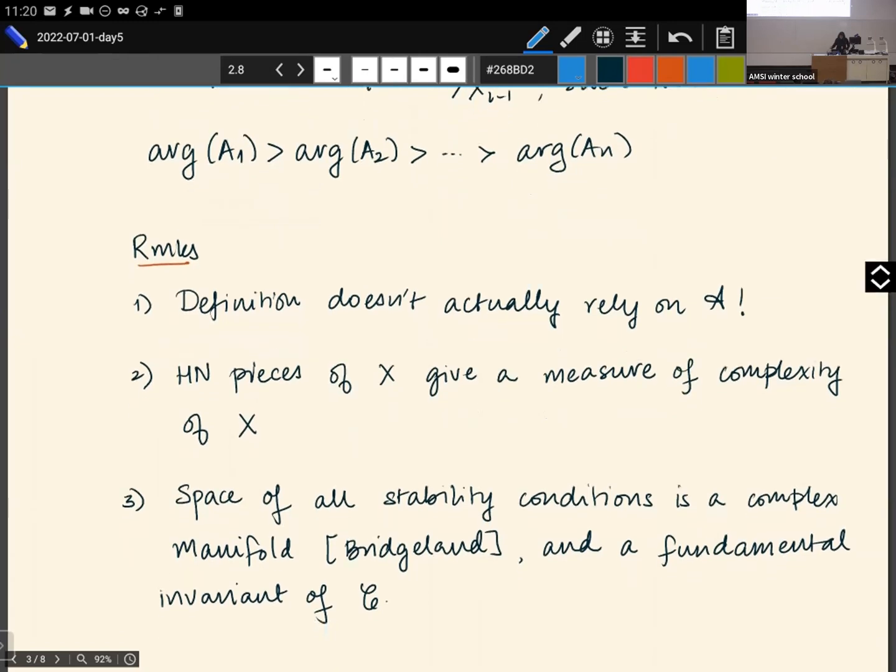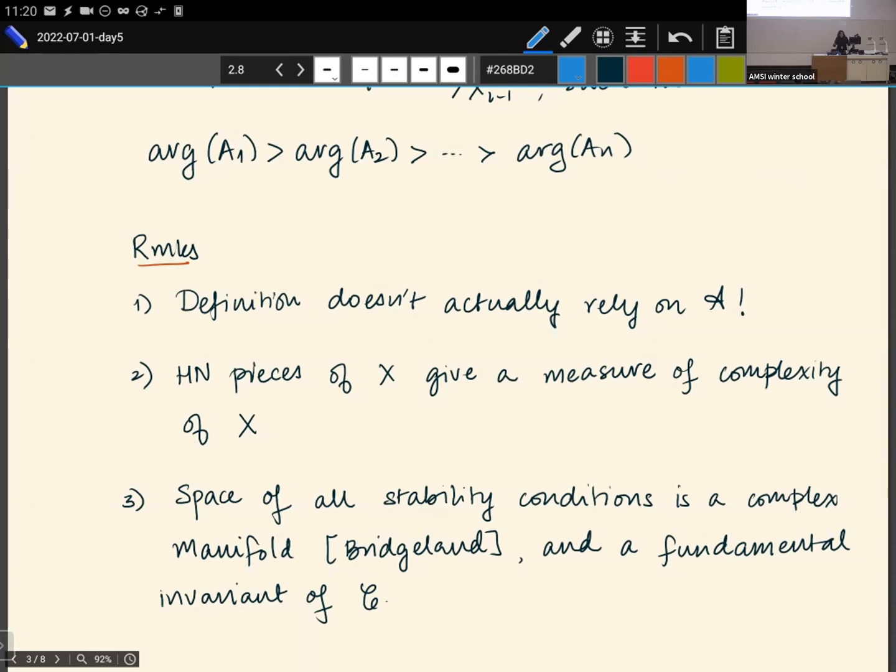And the third remark is really fascinating. The theorem of Bridgeland is that if you look at the space of all stability conditions, now remember, this means I have to not just take my chosen heart A, but use the more invariant definition and take all possible hearts of bounded t-structures that can give you stability conditions on C. If you take that big set, it actually has the structure of a complex manifold. And this is a fundamental invariant of your triangulated category.